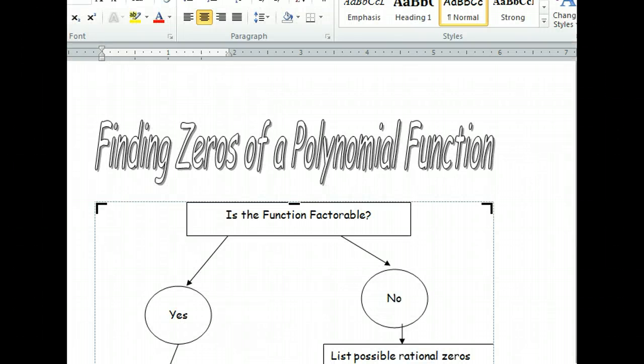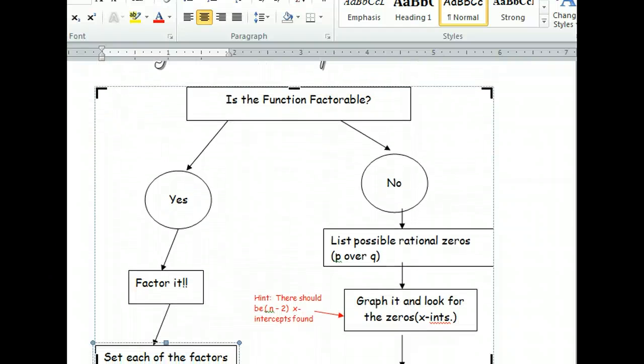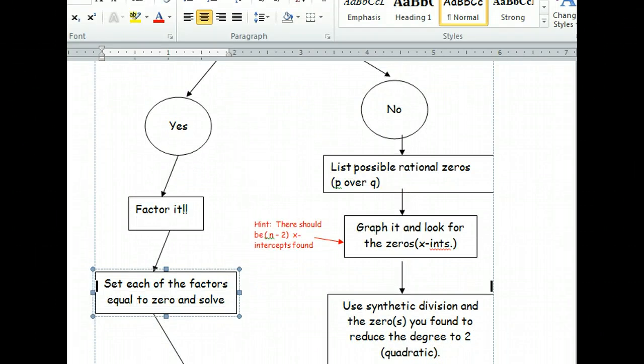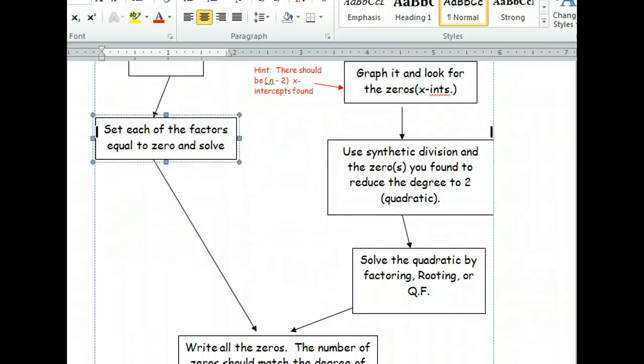To find the zeros of a polynomial function, the first question I ask myself is: is the function factorable? If it is factorable, then I'll go ahead and factor it, and then I'll set each of my factors equal to 0 and solve. And those will produce all the different zeros of the polynomial function.